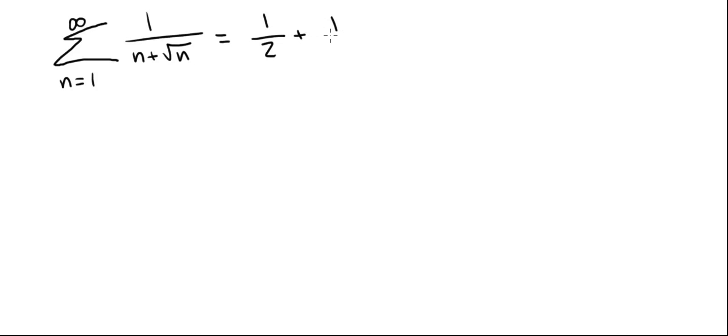We're going to determine if the series, the summation from 1 to infinity of 1 divided by n plus the square root of n, converges or diverges. First, let's write out the first few terms of the series. When n equals 1, we have 1/2. When n equals 2, 1 divided by 2 plus the square root of 2. When n is equal to 3, 1 divided by 3 plus square root of 3, and when n is 4, we have 1 over 6, and so on.